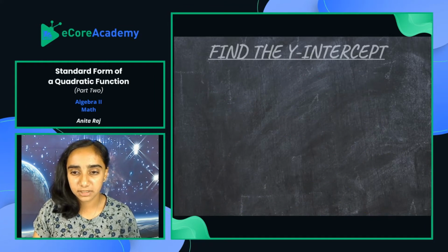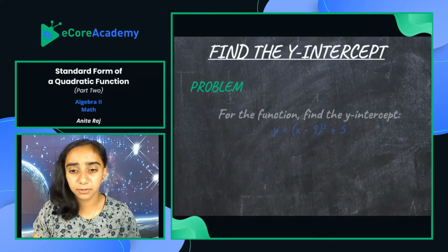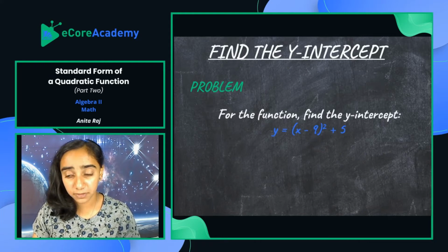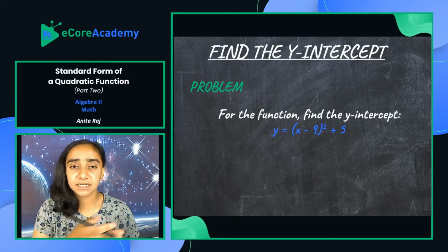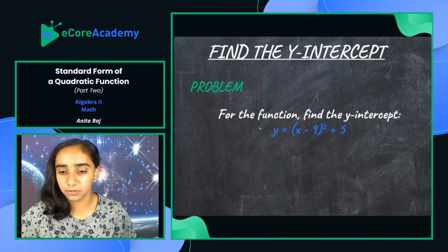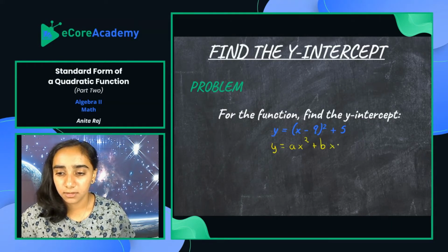Okay, let's go to the next problem. We're going to be finding the y-intercept now. Here's the problem. For the function, find the y-intercept. y equals the quantity x minus 9 squared plus 5. So in this case, it's not written in standard form. Let me write standard form right below it. y equals ax squared plus bx plus c.